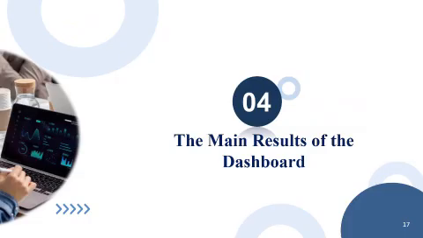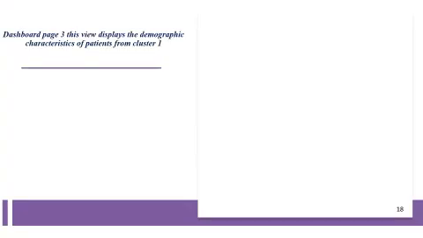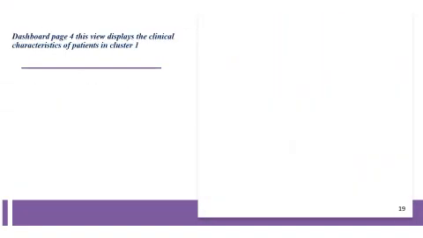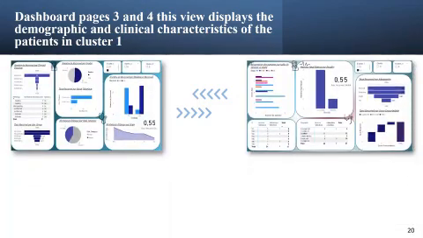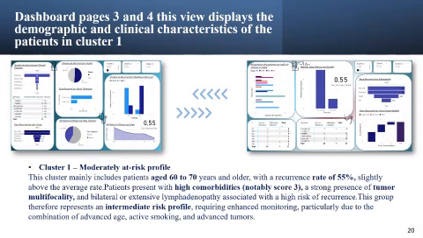On the main results obtained from the intelligent dashboard, let us now look at each cluster in detail. Cluster 1 includes mostly older patients, 16 years and above, with a recurrence rate of around 55%. They show high comorbidities, frequent tumor multifocality, and bilateral lymphadenopathy. This cluster represents a moderate risk profile that requires enhanced monitoring.